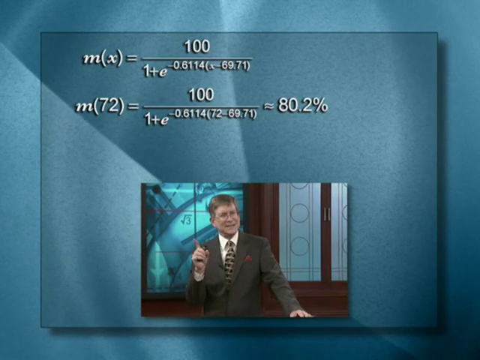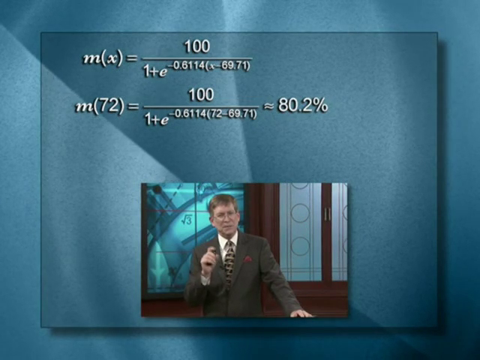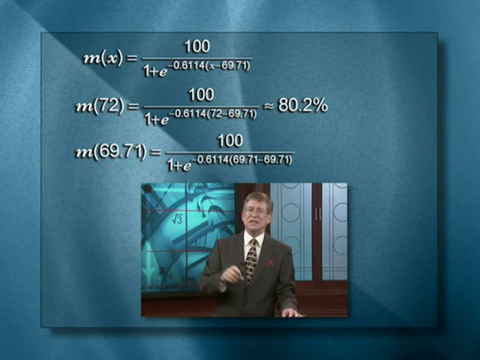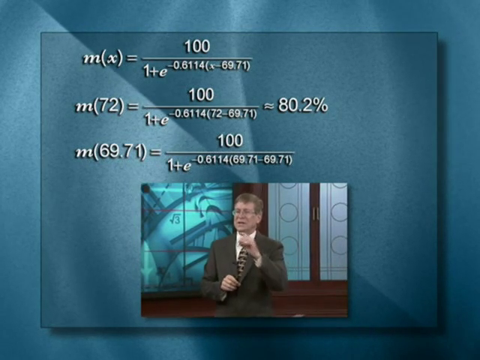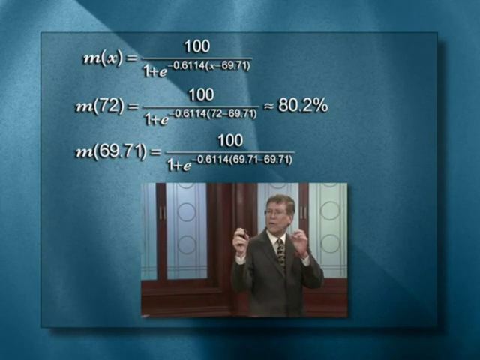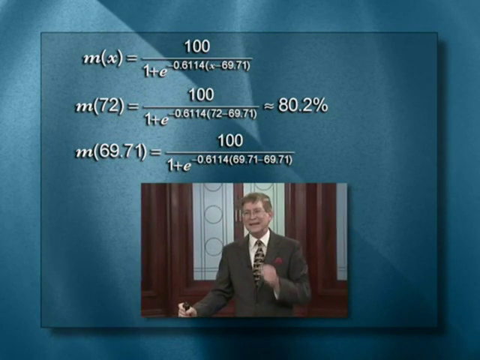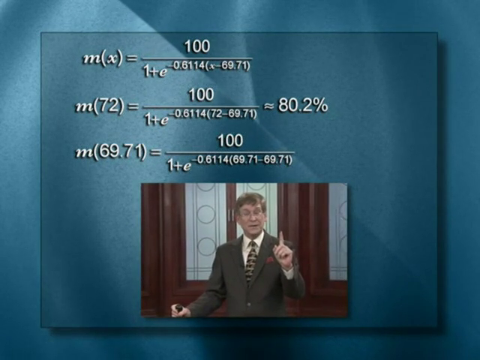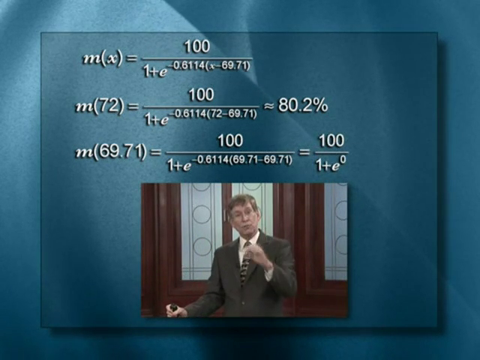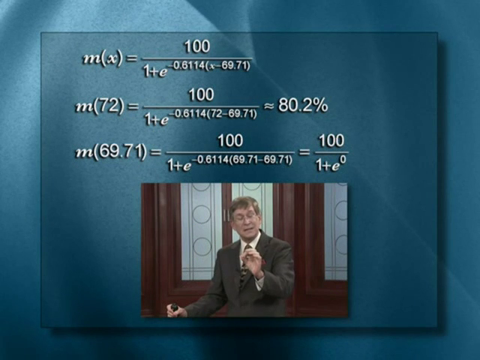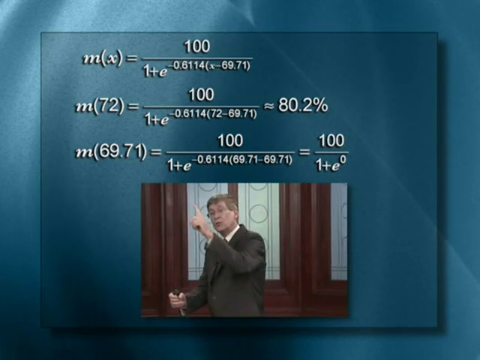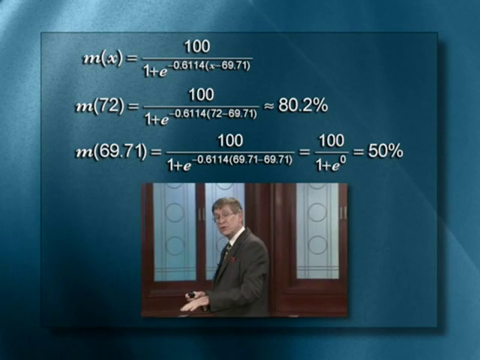Let's see what that 69.71 really means. Evaluate the model at 69.71. What do you get? Well, it's e to the power in the denominator, but now that's 0, isn't it? And e to the 0 is 1. So the model collapses to 100 over 1 plus 1. E to the 0 is 1. And so 100 over 2 is 50%.